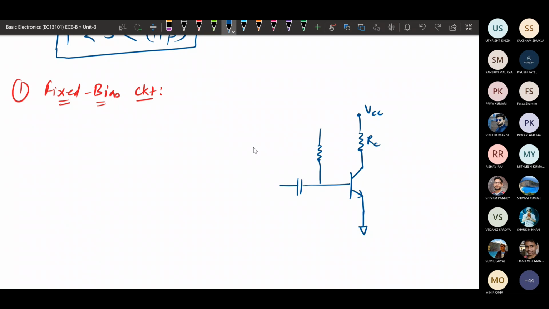So this is the base resistance and this is VCC. This is RB, the base resistance, this is RC, and here the emitter terminal is there, and at the collector we are taking the output. The output is taken through a capacitor. C1 and C2 are called coupling capacitors.